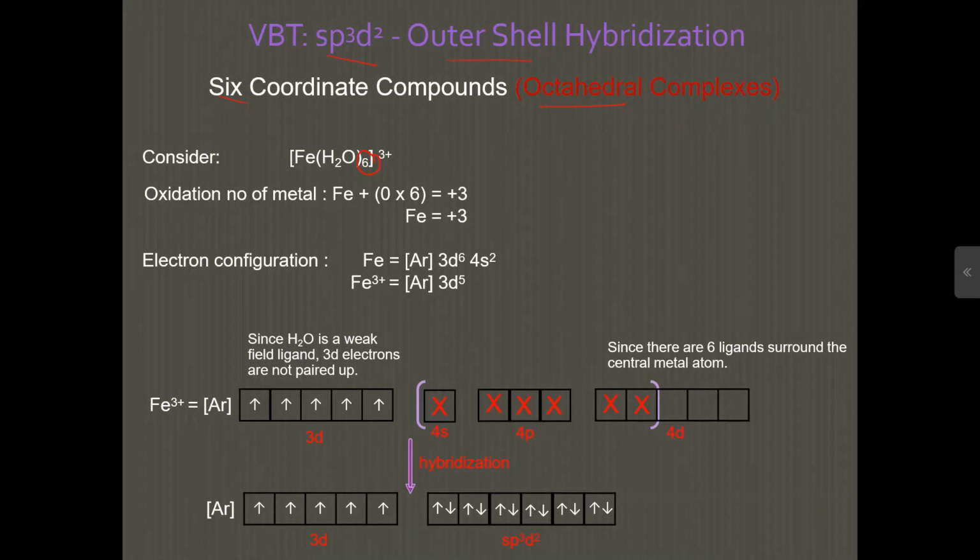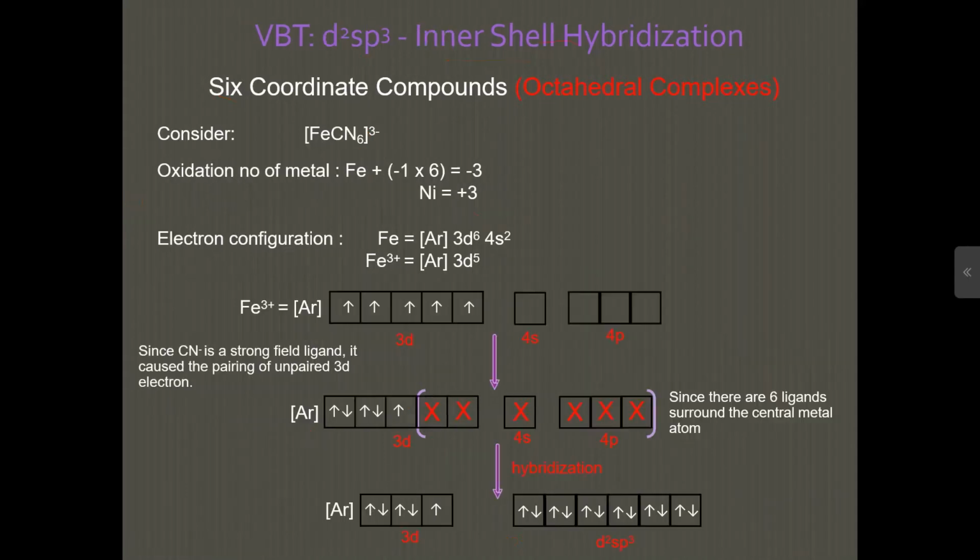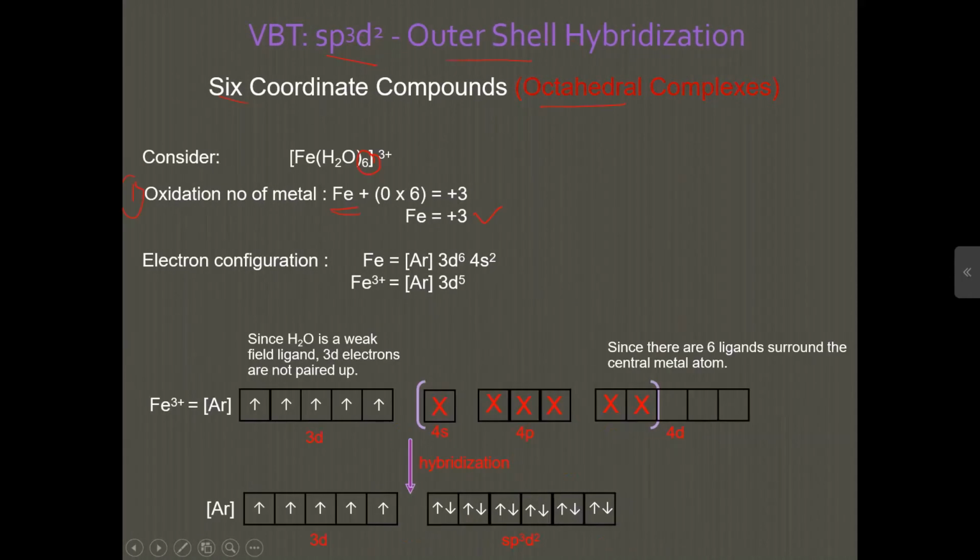But what type of hybridization? Next, first you need to know, of course, the oxidation number of the metal. So from here you calculate, you get positive 3. Next you need to know the electron configuration for iron 3+, so you get 3d5.